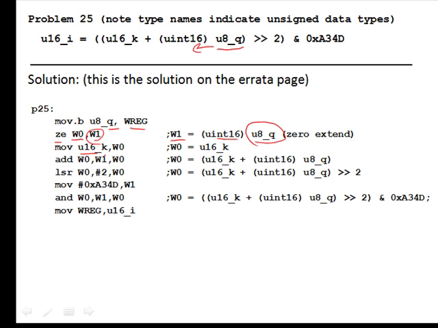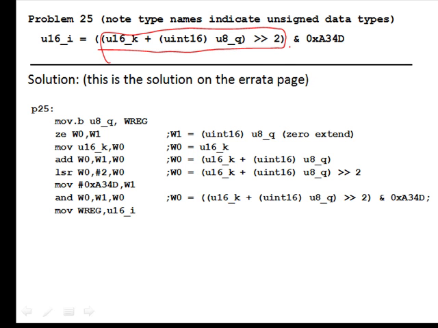At that point, we're going to move K into W0. We're going to add W0, which is K, to W1, which is our 16-bit value of Q. We're going to place the result in W0. At this point, we now have this sum, and the sum is sitting in W0. So now we want to shift this to the right by 2. This is an unsigned value, so we're going to do a logical shift right, W0 by 2 positions, place the result back into W0. At that point, W0 has this result here.